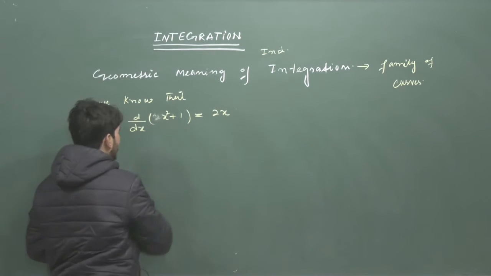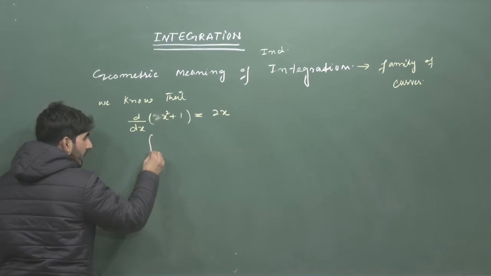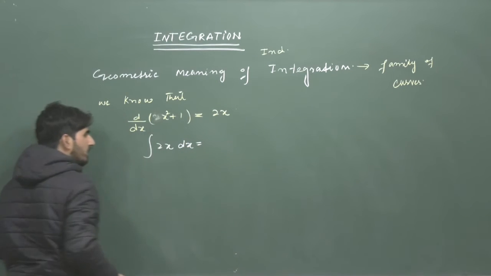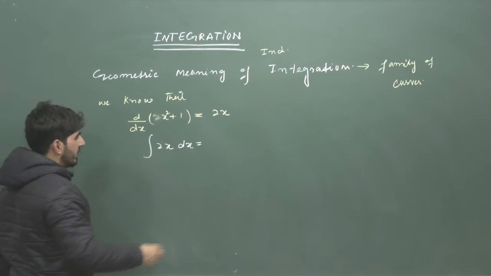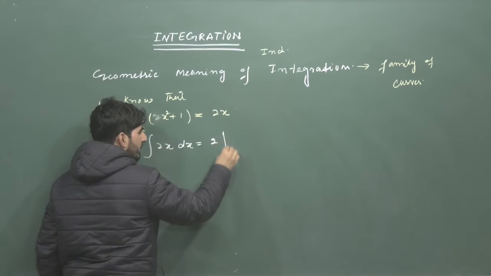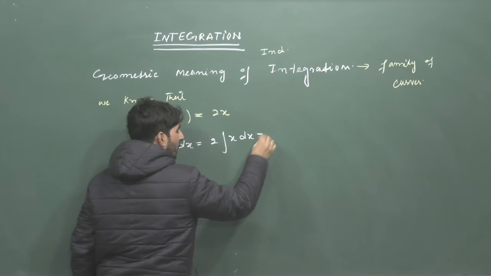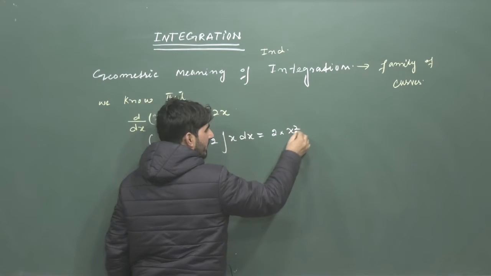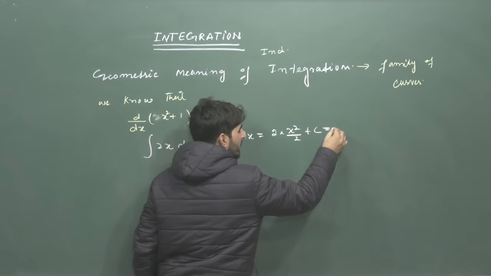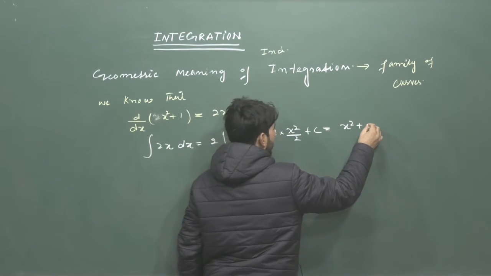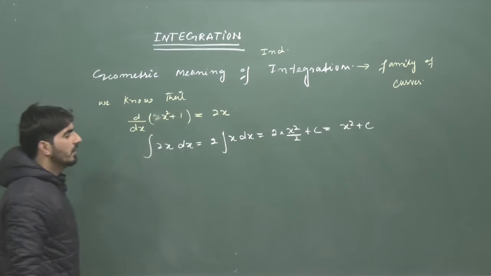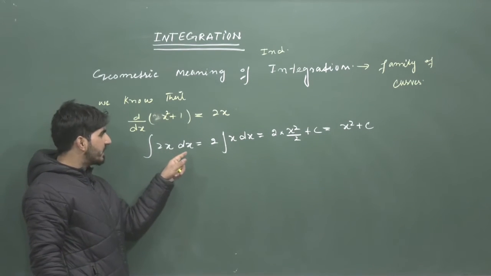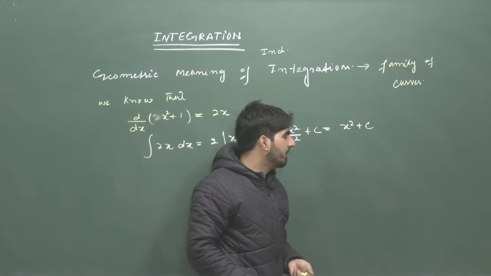So we can say here integration of 2x dx. Integration of 2x is 2 times integration of x dx, which is 2, and integration of x is x square divided by 2 plus c, which is x square plus c. So actually the integration of 2x dx is x square plus c.